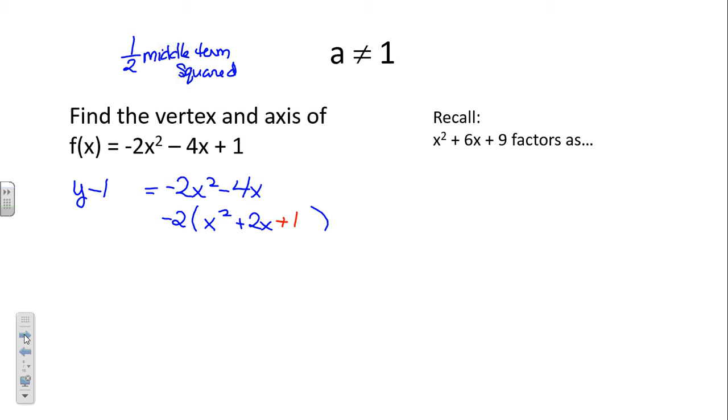Because distributive property says this -2 should really be multiplied by that 1, right? So what is -2 times 1? -2. So we truly added -2 to the right side. To balance it, we're going to have to add -2 to the left side. Make sense? Okay, so we're taking away 2 from this side.